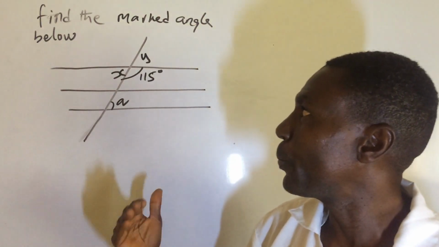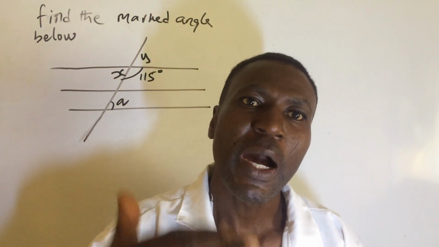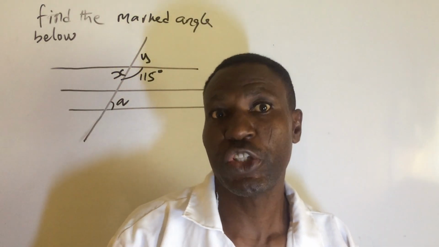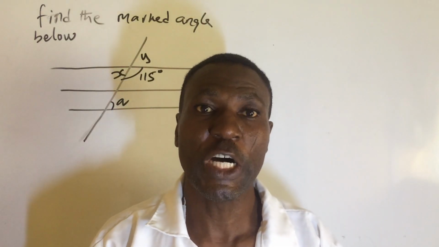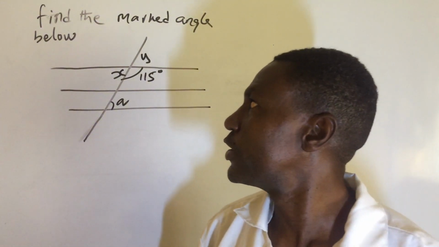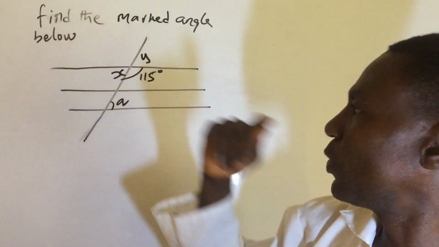The question on board is a question that comes from angles on parallel lines, which I've given you the explanation of before. Please go and check the previous videos. All right. Now the question says, find the marked angle below.